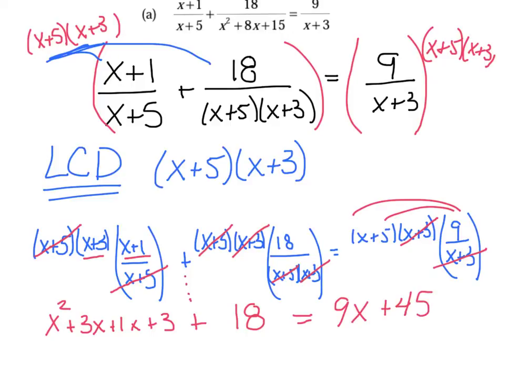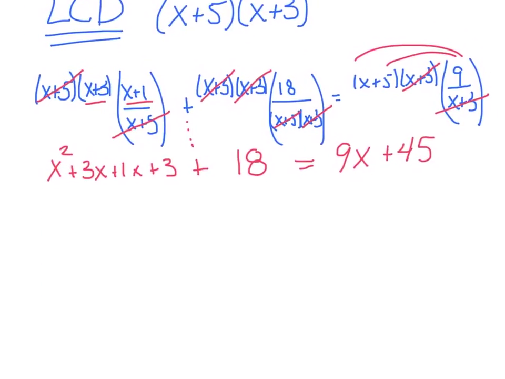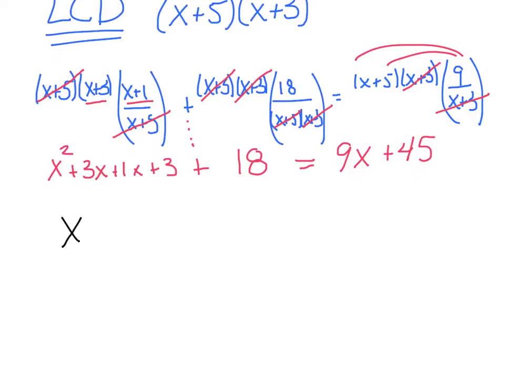Now we have this nice simple equation to solve, and my goal is to set one side equal to 0 when I have that x squared. So I'm going to say I have x squared. 3x plus 1x is 4x. I'm going to bring this 9x over, so I'm going to say minus 5x. I have 3 plus 18, which is 21, minus that 45 that I bring over. So I'm going to say minus 24. Hopefully you'll agree equals 0.